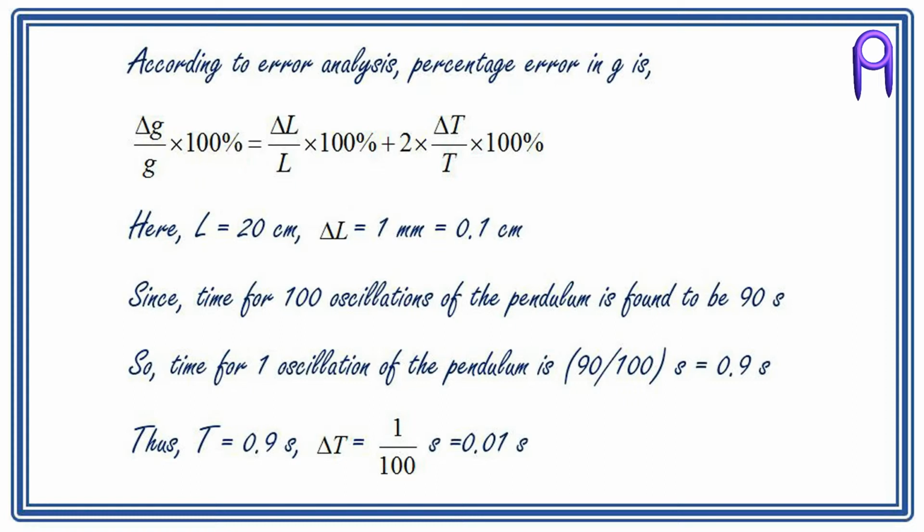So, the time for one oscillation of the pendulum is 90/100 seconds, which is 0.9 second. T is 0.9 second and ΔT is 1/100 second, that is 0.01 second.